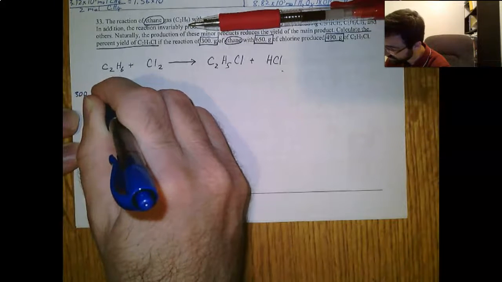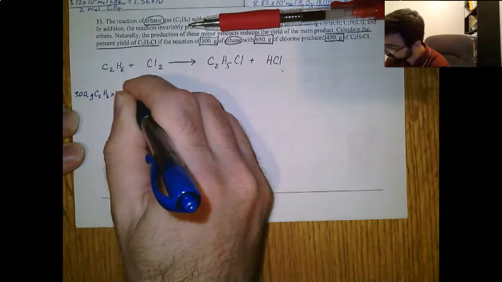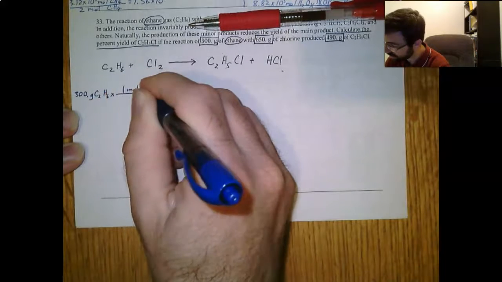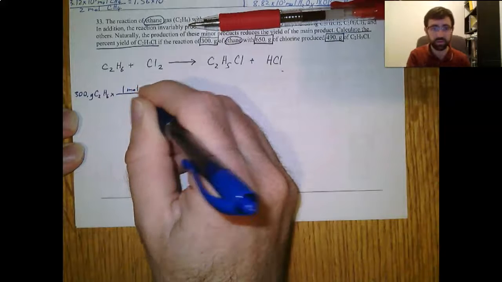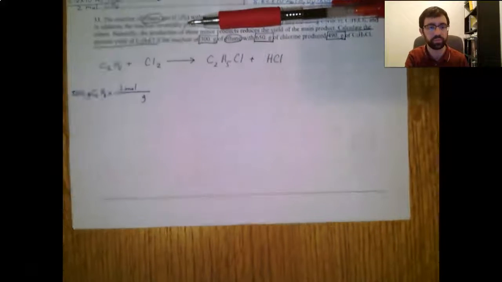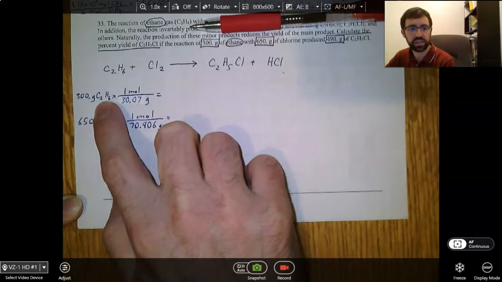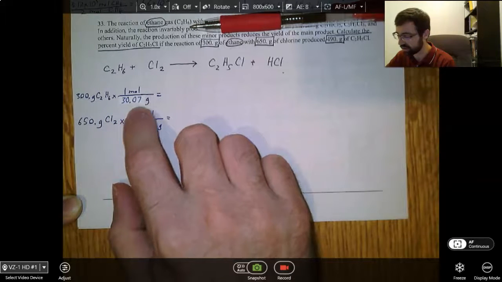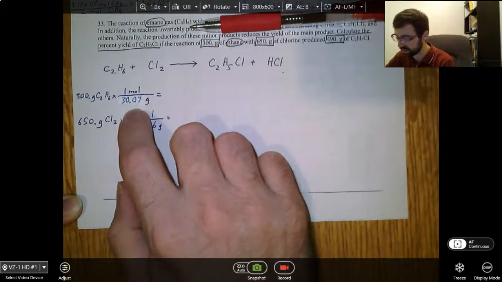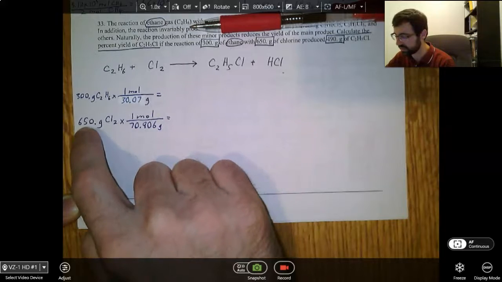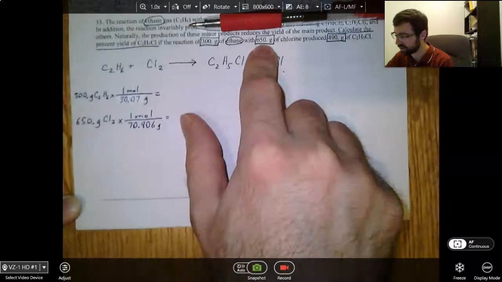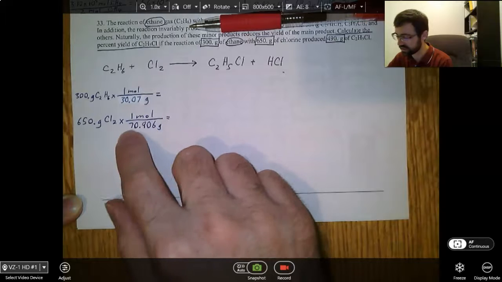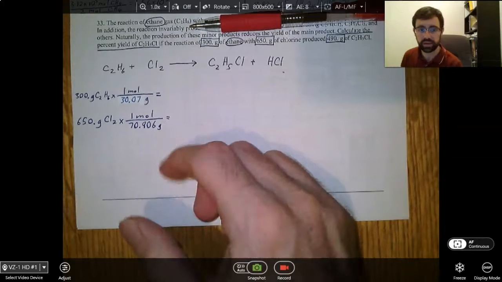C2H6, times 1 mole over the molar mass, and I'm going to find that real quick. I'll find the molar mass for both of them. So 300 grams of C2H6, we're going to multiply that by 1 mole over 30.07 grams. That's the molar mass of C2H6. 650 grams of Cl2, chlorine, times 1 mole of Cl2 over 70.906 grams of Cl2. That's the molar mass of Cl2.